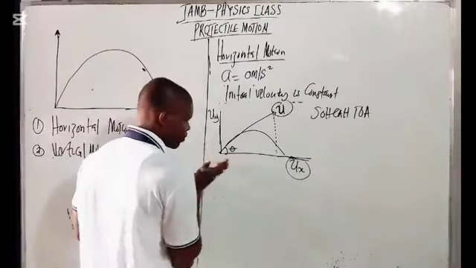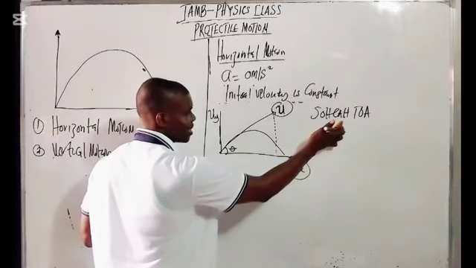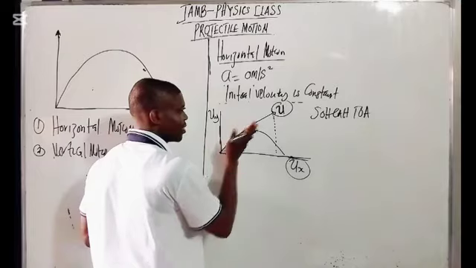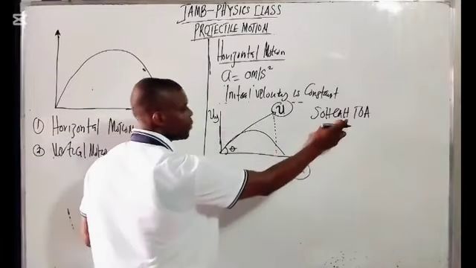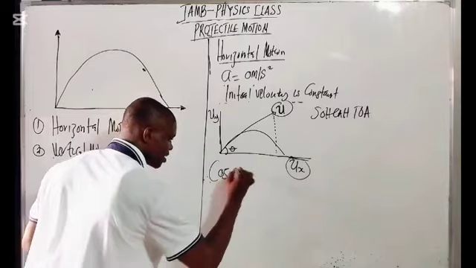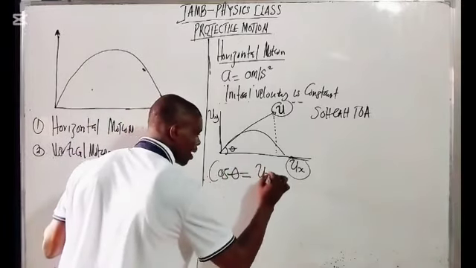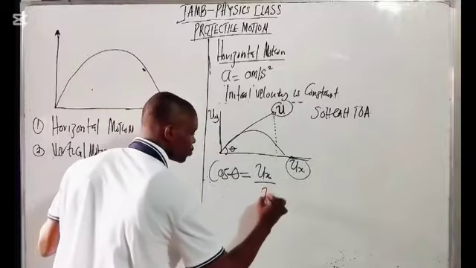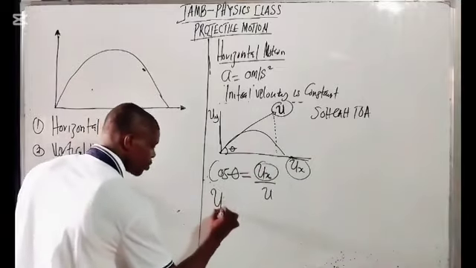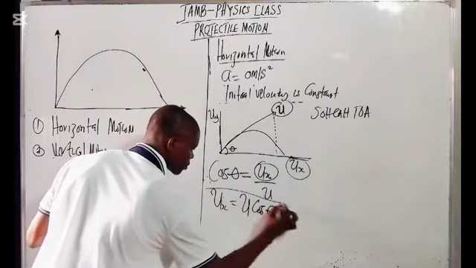So here is the horizontal, which is my adjacent. Then this one here, the initial velocity, is the hypotenuse. That's why I'm using cos theta. So cos theta is equal to the adjacent, which is ux, over the hypotenuse u. If you solve the formula, you get ux equals u cos theta.